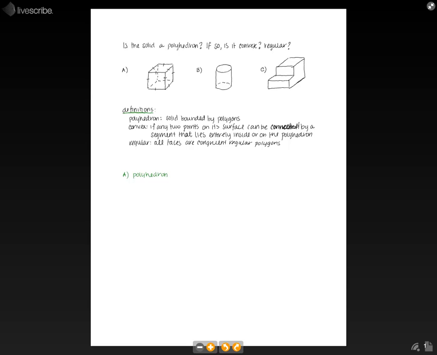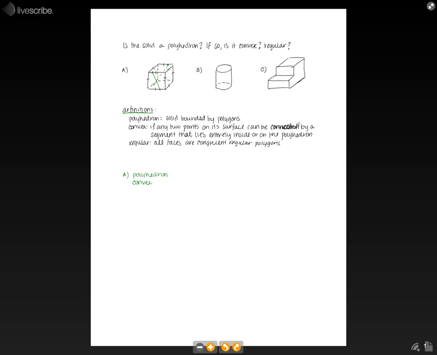Alright, so now we need to know if it's convex. So can any 2 points on its surface be connected by a segment that lies entirely inside or on the polyhedron? So let's just make some examples. So if we want to connect this point to this point, connect them like that, that's going to be on the face. If we want to connect this point to this point, that line stays entirely inside the polyhedron. So far we're good. So you can try that with any number of different points on the polyhedron. You'll find that all of them lie inside or on the polyhedron. So yes, this is convex.